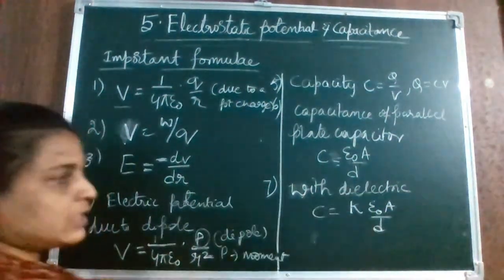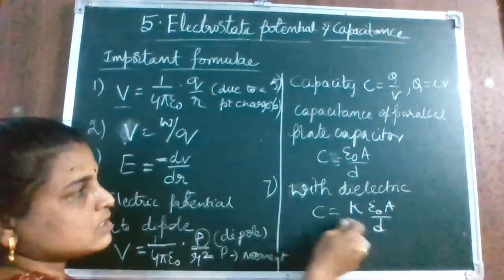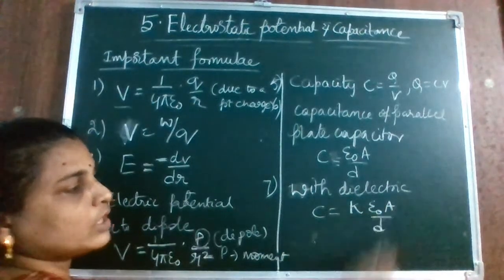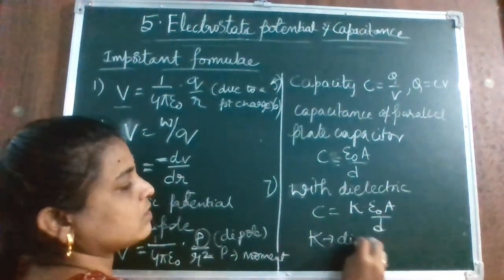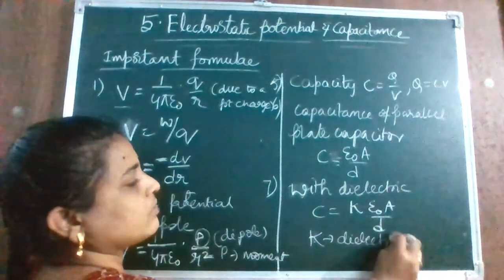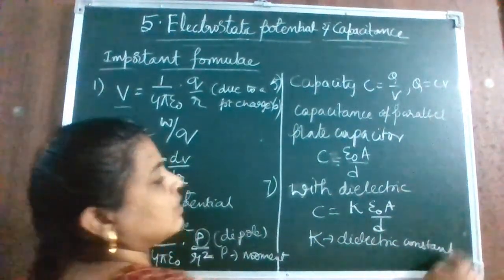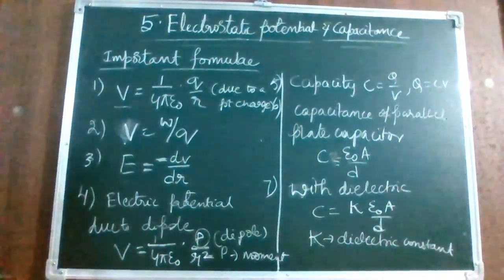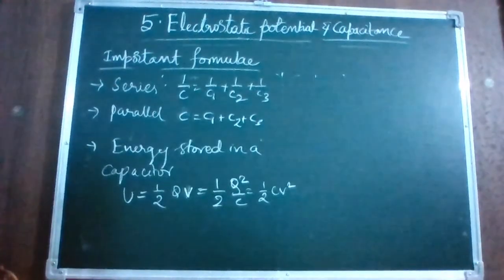If a dielectric is used other than air or a vacuum, then C is equal to K into epsilon naught into A by D, where K is the dielectric constant. So some of the important formulas are these. These are the equations related to the parallel combination.